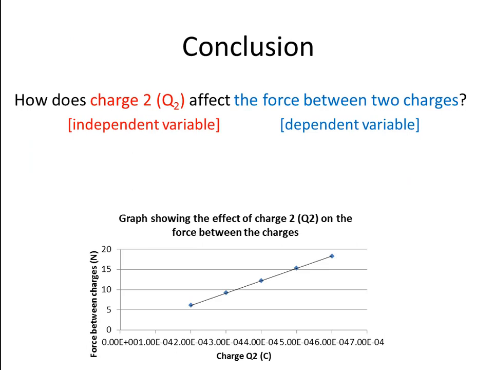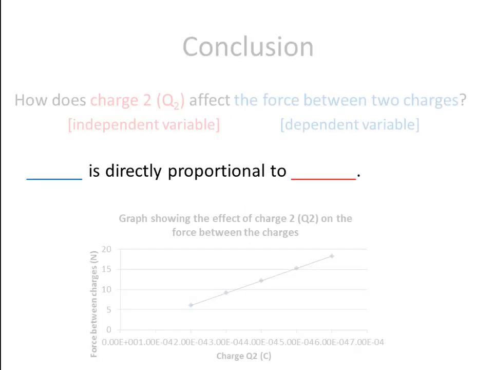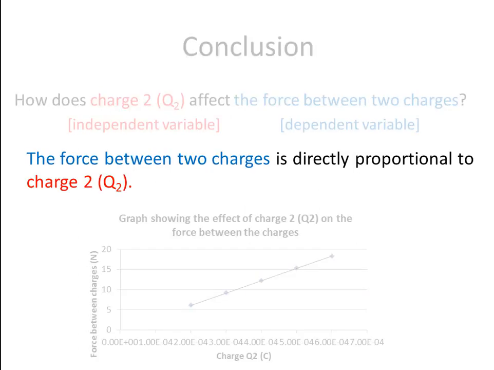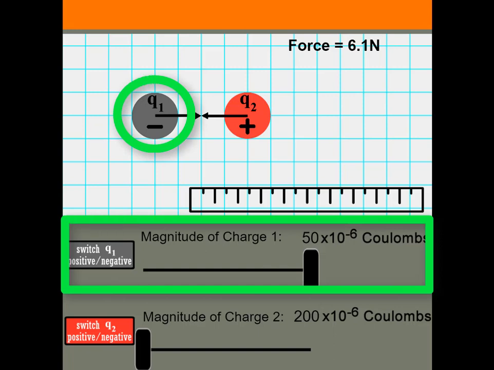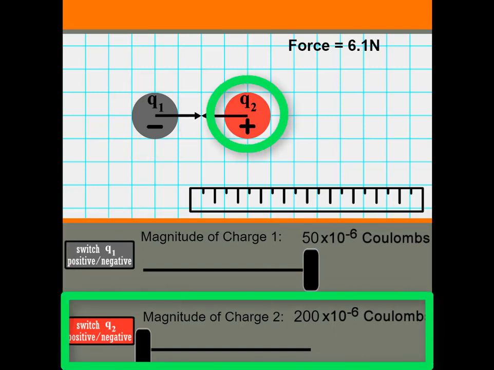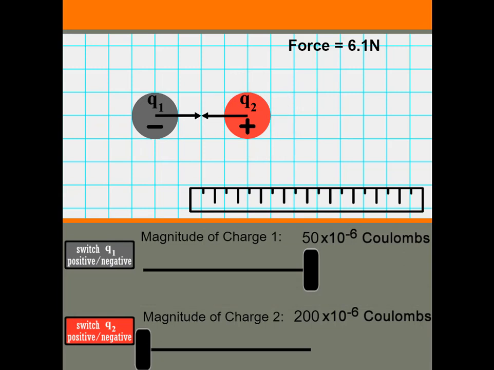What is our conclusion? How does charge 2's magnitude affect the magnitude of the force between the two charges? Again, we can give it in this format. The force between the two charges is directly proportional to the magnitude of charge 2. So we've seen that charge 1 affects the force in direct proportion and charge 2 affects the force in direct proportion. In the next investigation, we bring these two facts together.